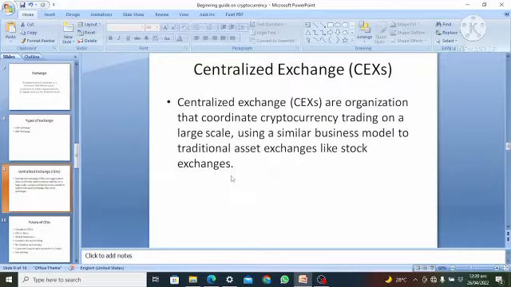This is the work they do. They coordinate these transactions of cryptocurrency. So they have a location. You can identify where they are. That is what it means. Centralized exchanges are organizations that coordinate cryptocurrency trading on a large scale, using a similar business model to traditional asset exchanges like the stock exchange.